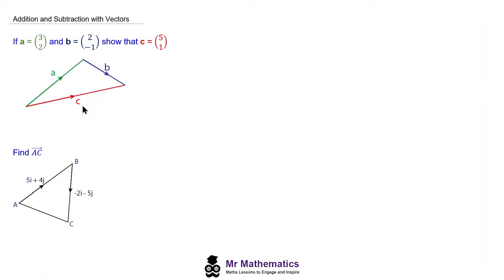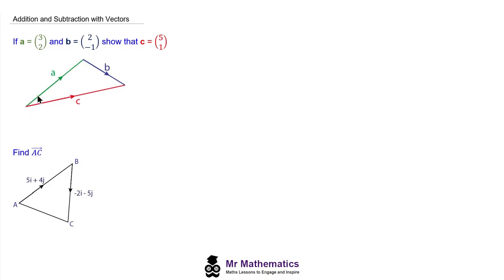Hi, and welcome to our lesson on using column vector notation to add and subtract with vectors. So we'll begin with this triangle ABC, where we've been told that vector A has a column vector 3, 2, vector B has a column vector 2, negative 1, and we've been asked to show that vector C has column vector 5, 1. Well, we can begin by setting up an equation.